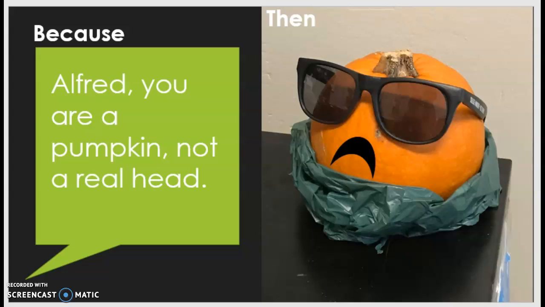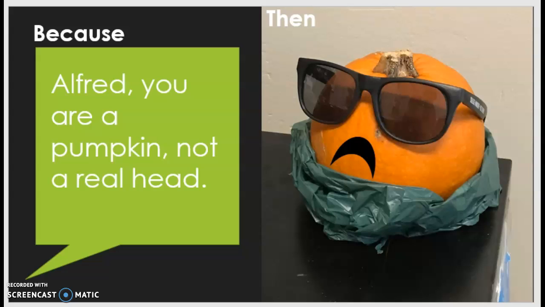Before I get into the next one, I have to tell you a little story. Now, here on the right, you'll see my friend Alfred the pumpkin. Now, I made the mistake of giving Alfred a pair of sunglasses, and after I did that, he thought he was a real head. And so I had to tell him that he was a pumpkin and not a real head. It was a very sad day for him, as you can tell from the frown. Well, because I told him, Alfred, you are not a real pumpkin, then he was sad.